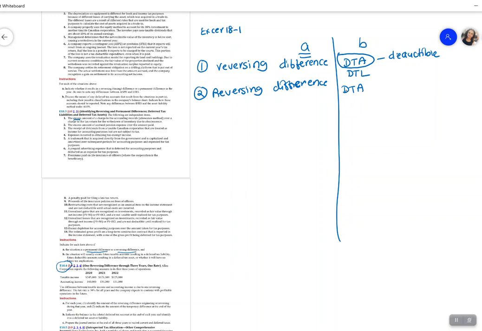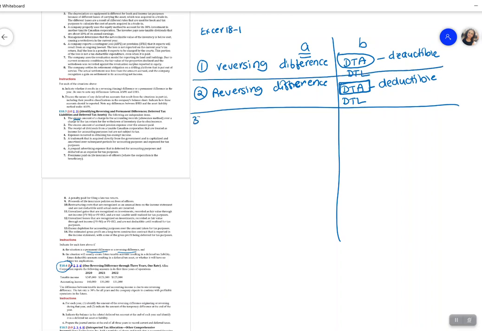If it's a reversing difference, you're going to have a deferred tax asset or a deferred tax liability. Now in this case, we are going to have a deductible amount. If you're going to have a deductible amount in the future, then it becomes a deferred tax asset. Let's see what number 3 is telling us to do. So we could do number 3.